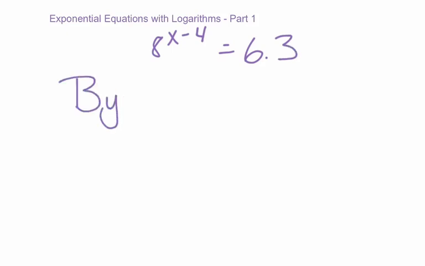So one of the things I like to do when introducing this lesson is I like to put an equation like this on the board. So we have 8 to the x minus 4 equals 6.3. And just kind of like poll you guys on that, like how many of you can solve it. Probably none of you can solve it. I don't like how that looks. There we go. That looks better. Probably none of you can solve it unless you are doing this for the second time.